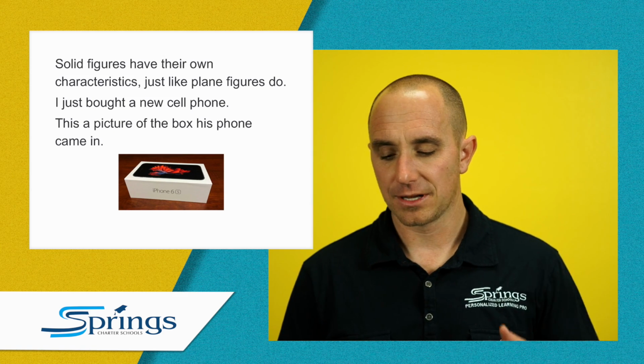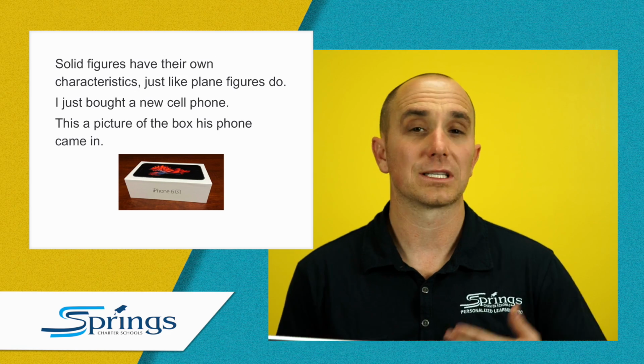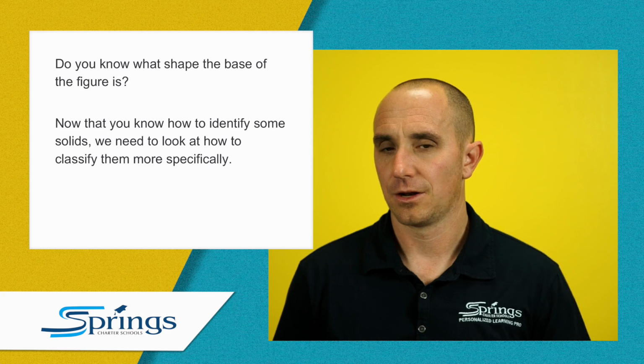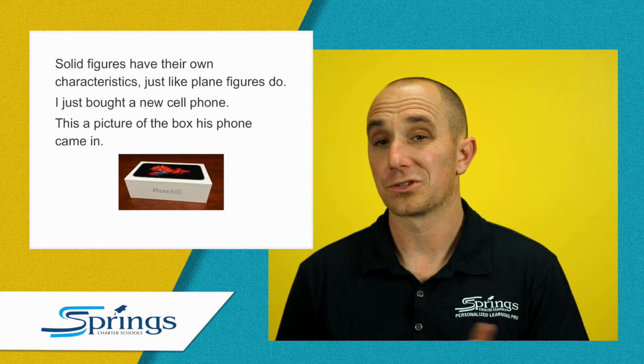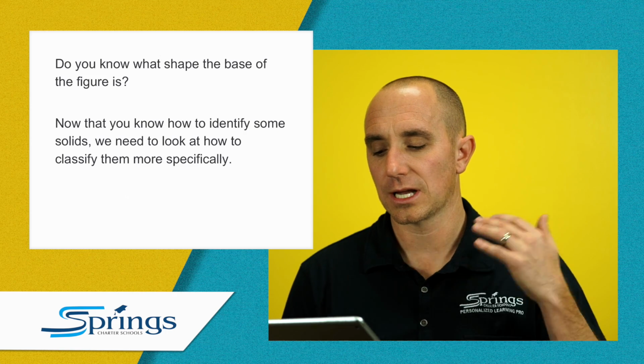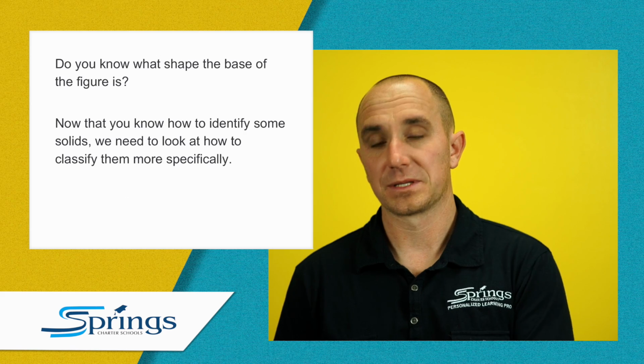So if I just bought a new cell phone, here's the picture of the box it came in, right? And you think about it, you can look at some of the common shapes. So do you know what shape the base of the figure is? And hopefully, if I slide back, you can see, well, it's a rectangle. Okay, so now you know how to identify some solids. You need to look at how they look to make sure you can classify them specifically.